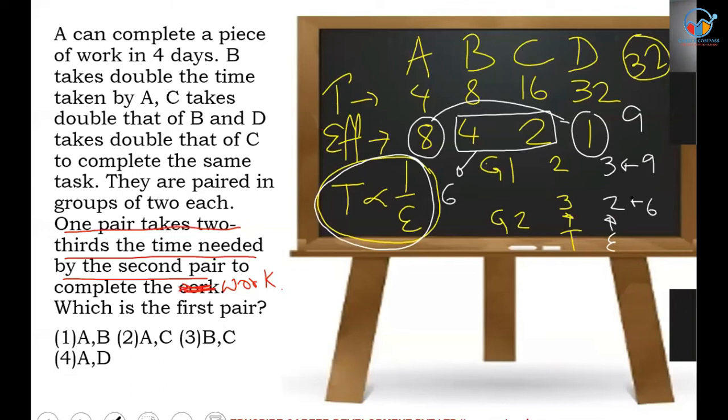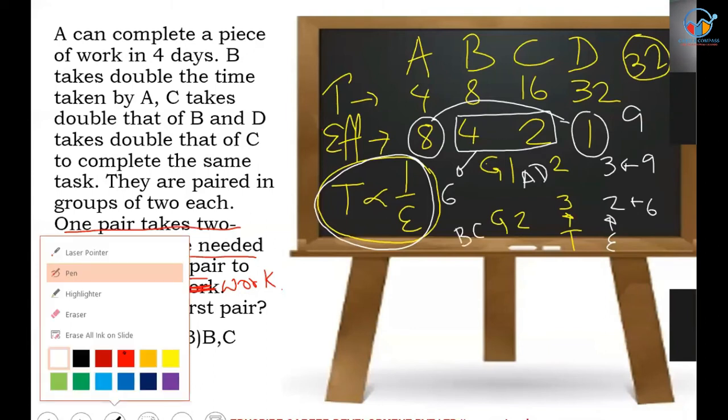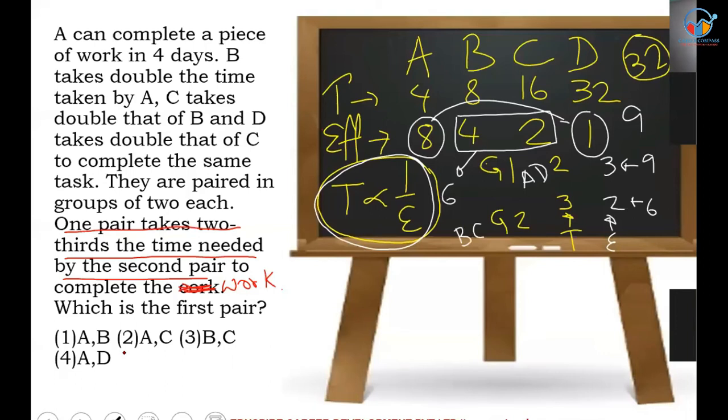Which means the first group will have its members as A and D, while the second group will have its members as B and C, which is why your answer to this question will be AD. Right, guys? So your answer to this question will be AD. Yes? All right. Okay. Thank you. Cool. So we'll move to the next one.